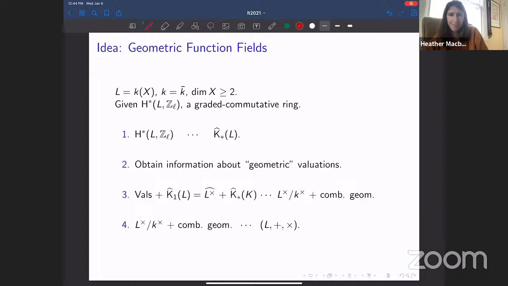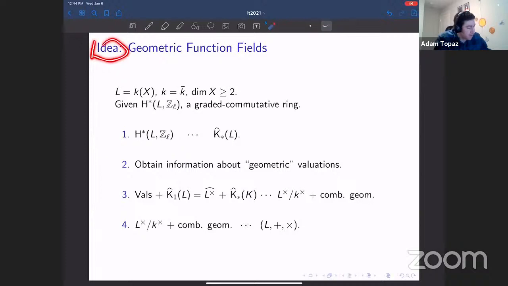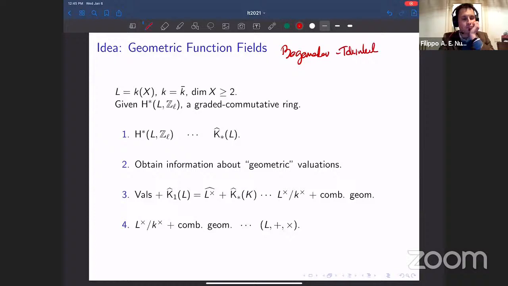All right, so I'll describe roughly a sketch of how another anabelian result works. And I put idea here because this is only known in certain situations. But this is the general strategy, which was outlined by Bogomolov, Neukirch, and by Pop.